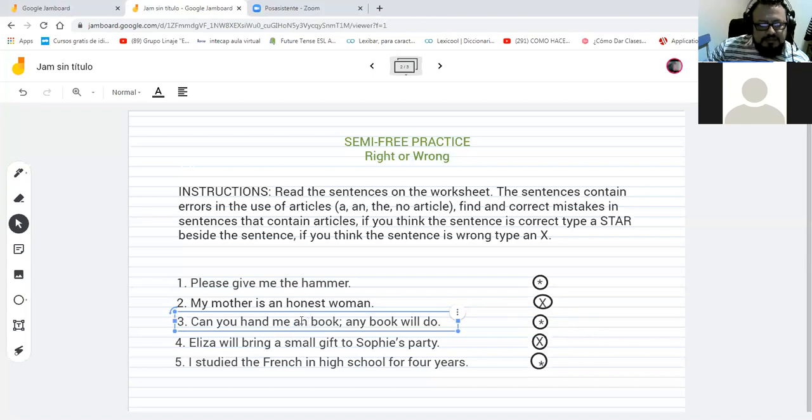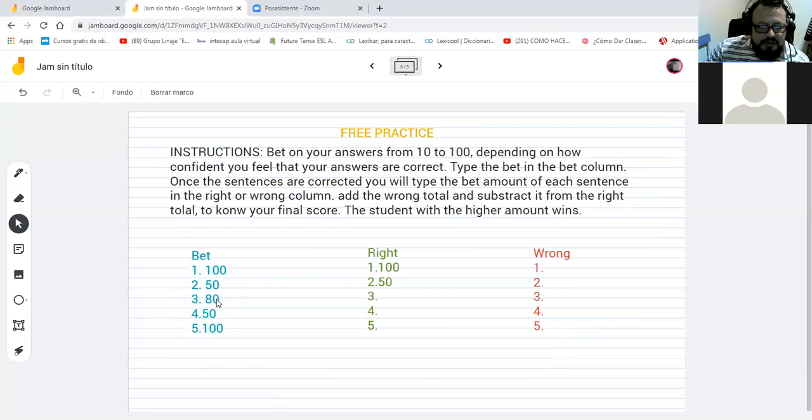If this was a vowel letter, then it would be correct that the article is AN. However, in this case, this sentence right here is written incorrectly. You answered that it was correct, so in this sentence, we're going to be moving this bet to the wrong column. Okay, so we're going to type right here 80. Let's see the fourth one.